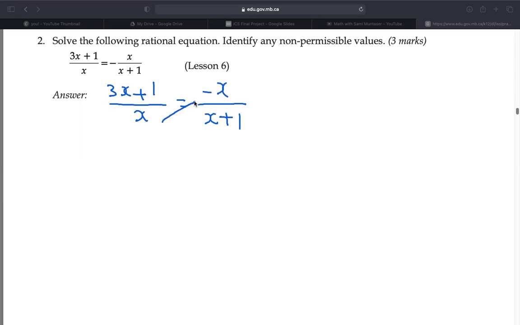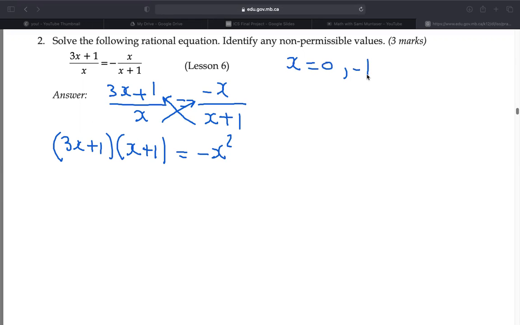Now you cross multiply, you cross that x to the right, and you cross the x plus 1 to the left, you cross the equal sign. So this becomes 3x plus 1 times x plus 1 equals negative x times negative x is negative x squared. Okay, now I'm just going to state my non-permissible values, as they asked me here. So x cannot equal 0 and negative 1. 0 is right here, and negative 1 would make this bottom 0, and we cannot have 0 on the bottom.